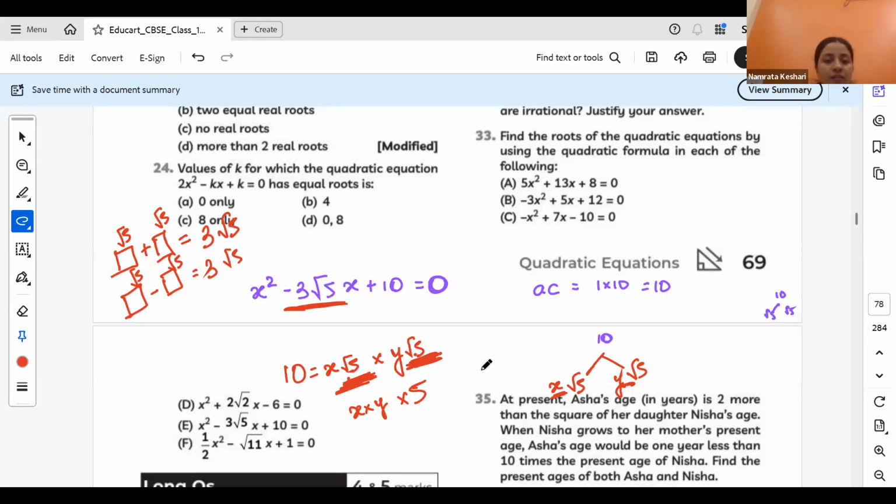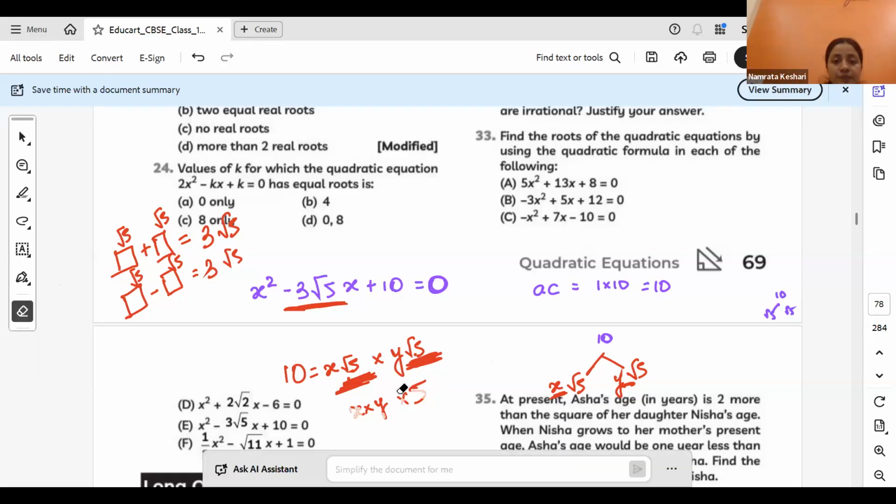Are you getting it? If we are having 10, if you want to make 10, already you are having 5 in hand. 5 multiplied with 2 is 10. Yes or no? Yes, ma'am. Okay, this xy you don't have to take.